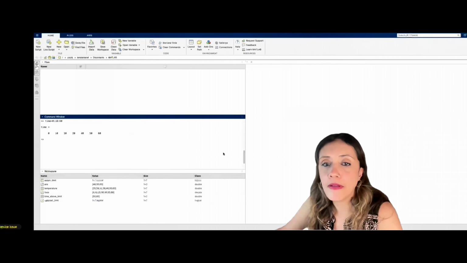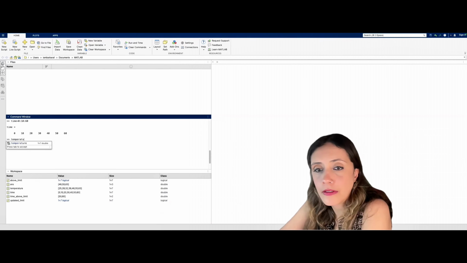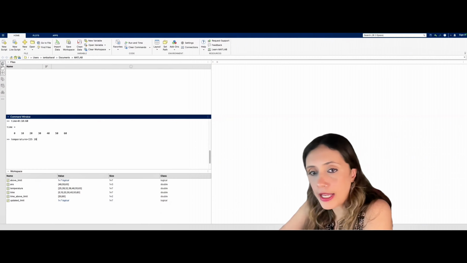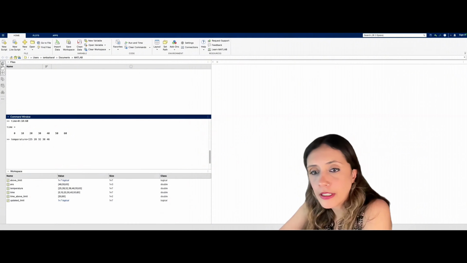So in Matlab, let's type temperature equal, don't forget the brackets, 25, 28, 32, 38, because it's the data we collected. 46, we just copy the data here.